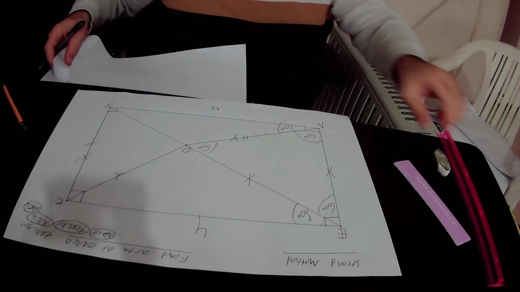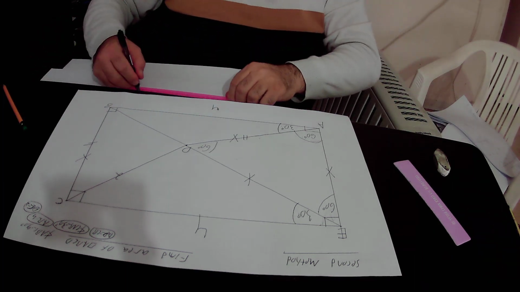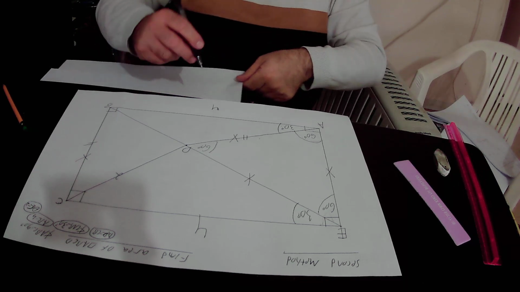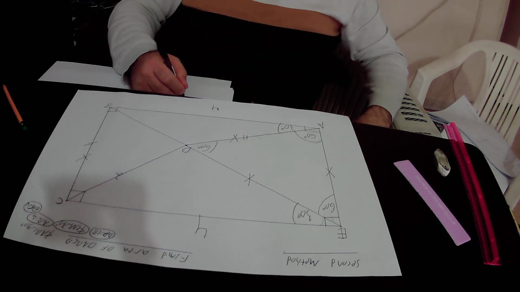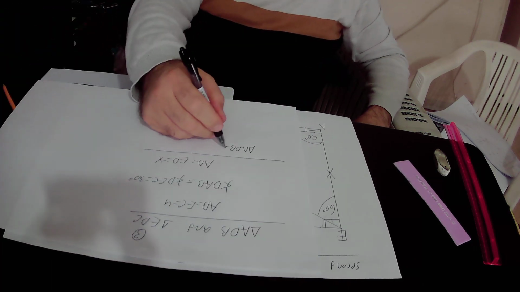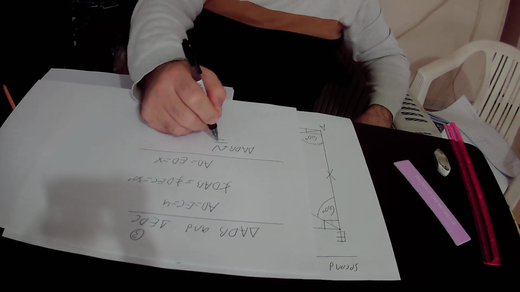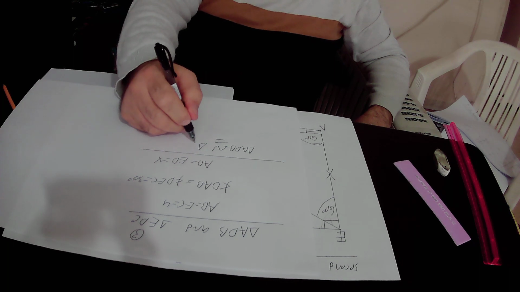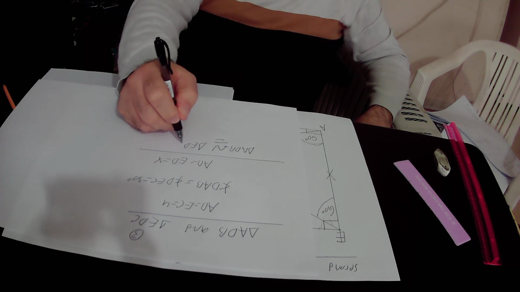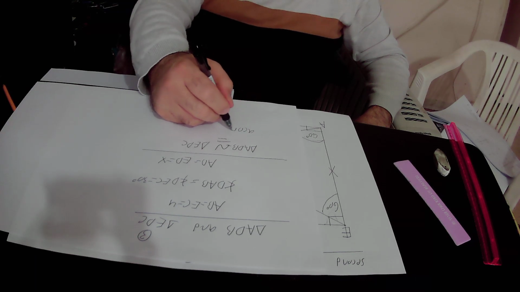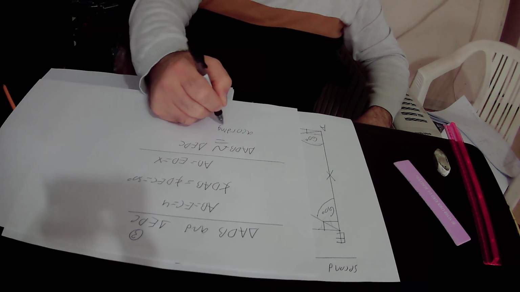So we actually proved that triangle ADB, this triangle, is congruent, and I will remind you that this is the sign of congruence, to triangle EDC according to the side-angle-side rule.